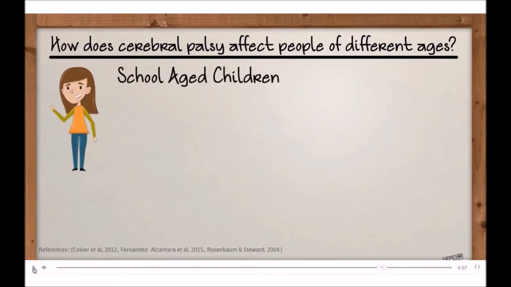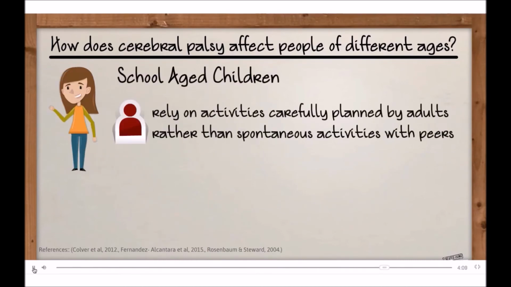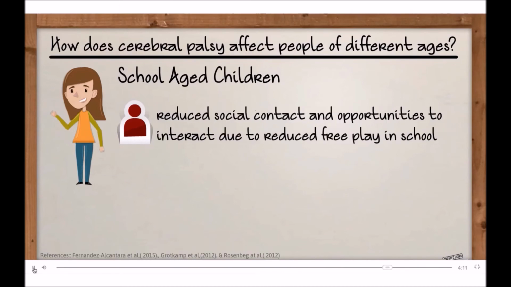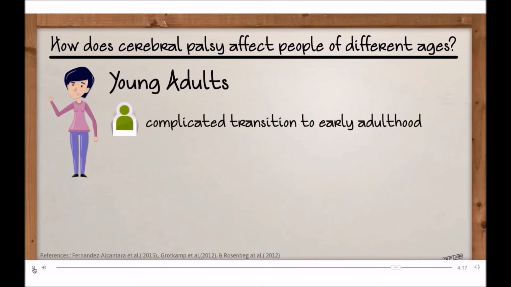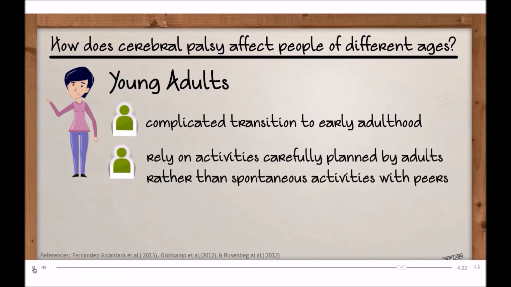For school-age children, social contact and opportunities are drastically reduced with the reduction of free playtime in school. And for young adults with cerebral palsy, the transition to early adulthood is an even more complicated process as they rely on activities planned by adults rather than spontaneous activities with their peers.